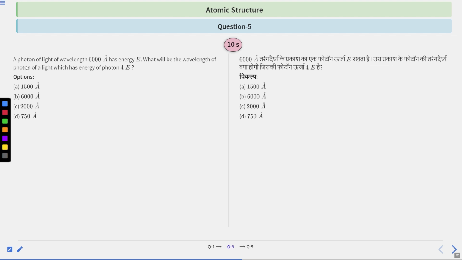Question number 5. A photon of light of wavelength 6000 angstrom has energy E. What will be the wavelength of a photon of light which has photon energy 4E? Initially, we have a photon with a wavelength of 6000 angstrom and energy E. We have to find the wavelength of the photon with energy 4E. Options are 1500 angstrom, 6000 angstrom, 2000 angstrom, or 750 angstrom. You have 10 seconds to solve this question. After that, we will see the answer.